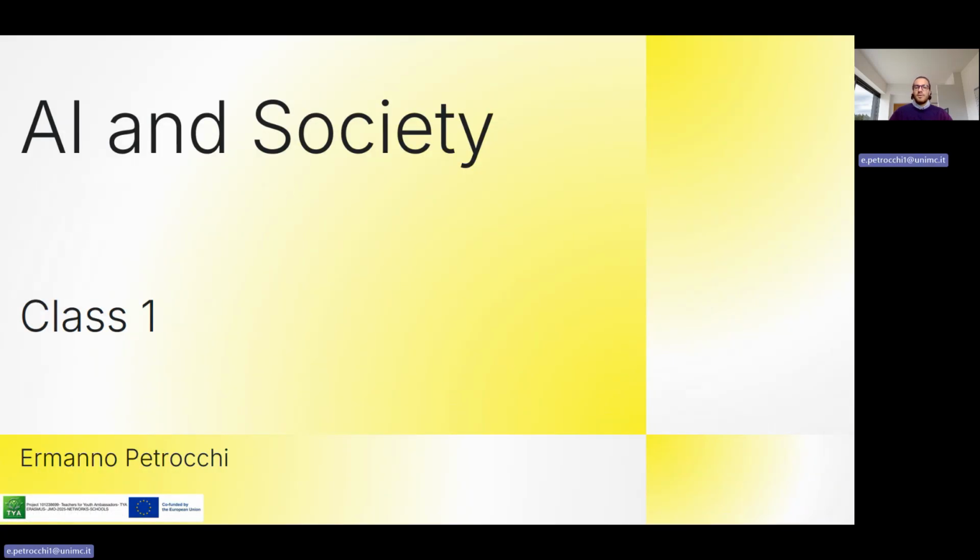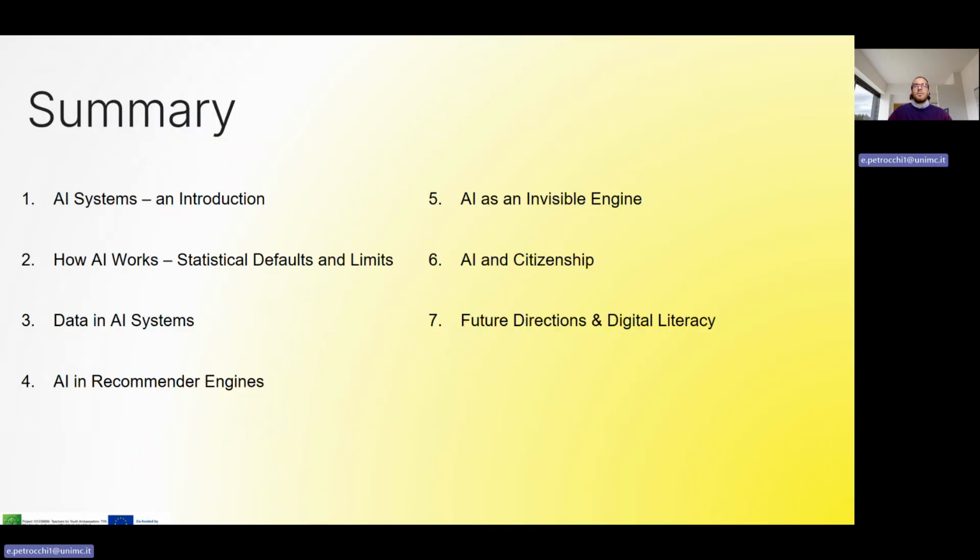Today we're going to talk about artificial intelligence and its implication on society. This is an introductory class, so we will introduce the concept of artificial intelligence, what AI is, how it works, and then we will also try to outline the kind of data on which AI systems are built on, and then the types of data that AI systems collect, gather, and exploit.